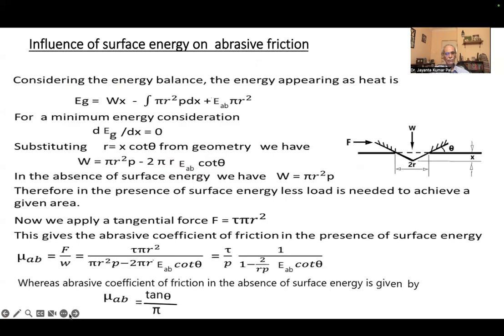Okay, so this is quite clear that when surface forces are operative, less force is needed for indentation. And again, the coefficient of friction takes a form as shown here. And again here, letting the surface energy go to 0, we get back to the original equation.